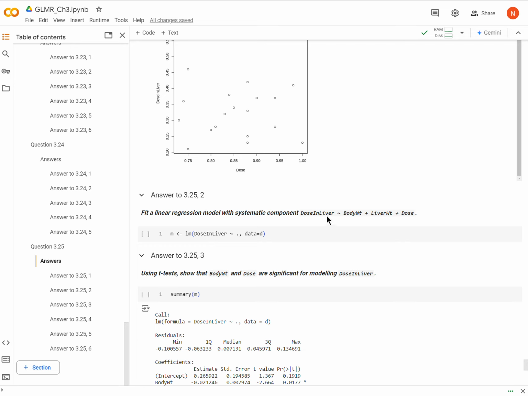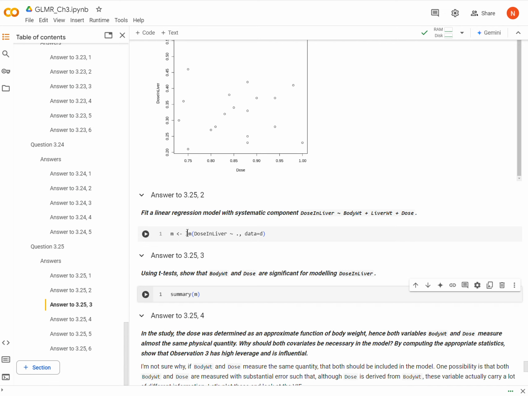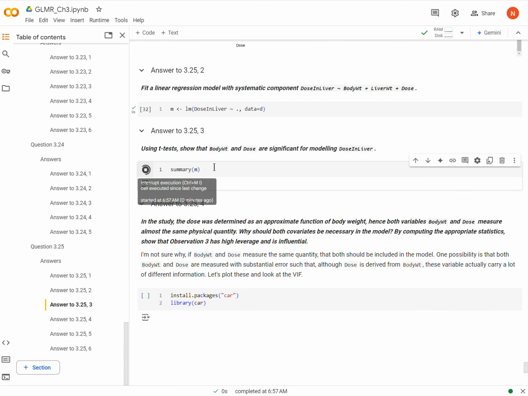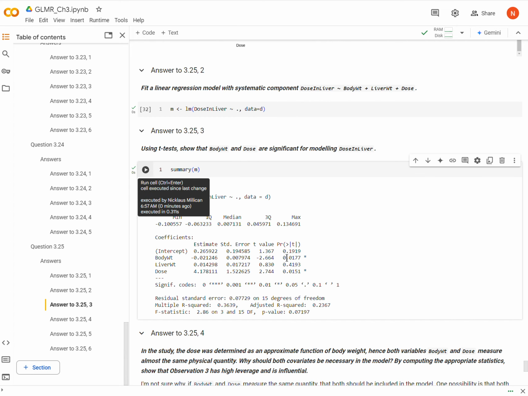Okay, so now we're going to fit a linear regression model, dose in liver against the other three variables. You can do that with lm, dose, and then use a period, and that gives you all the remaining variables in the data set. So we run that, and then we're supposed to, in part 3, use t-tests to show that body weight and dose are significant for modeling dose in liver. So we do that, and sure enough, we see that body weight is significant and dose is significant.